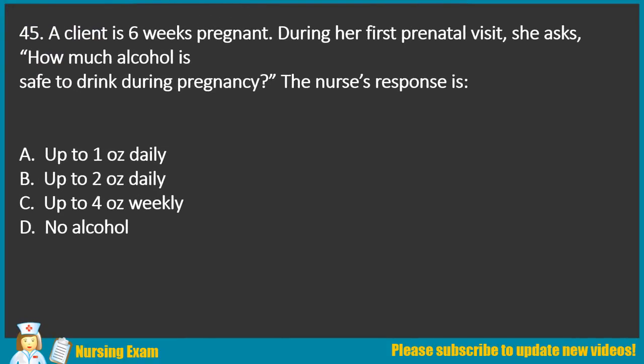Question 45. A client is 6 weeks pregnant. During her first prenatal visit, she asks, how much alcohol is safe to drink during pregnancy? The nurse's response is: A. Up to 1 ounce daily. B. Up to 2 ounces daily. C. Up to 4 ounces weekly. D. No alcohol.